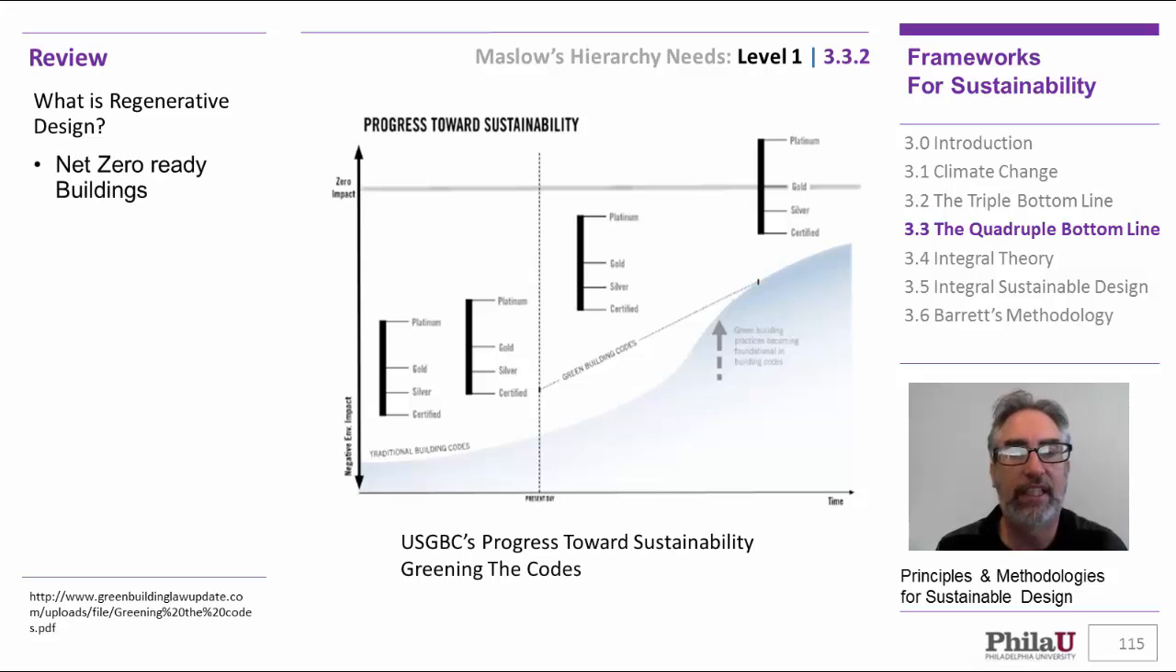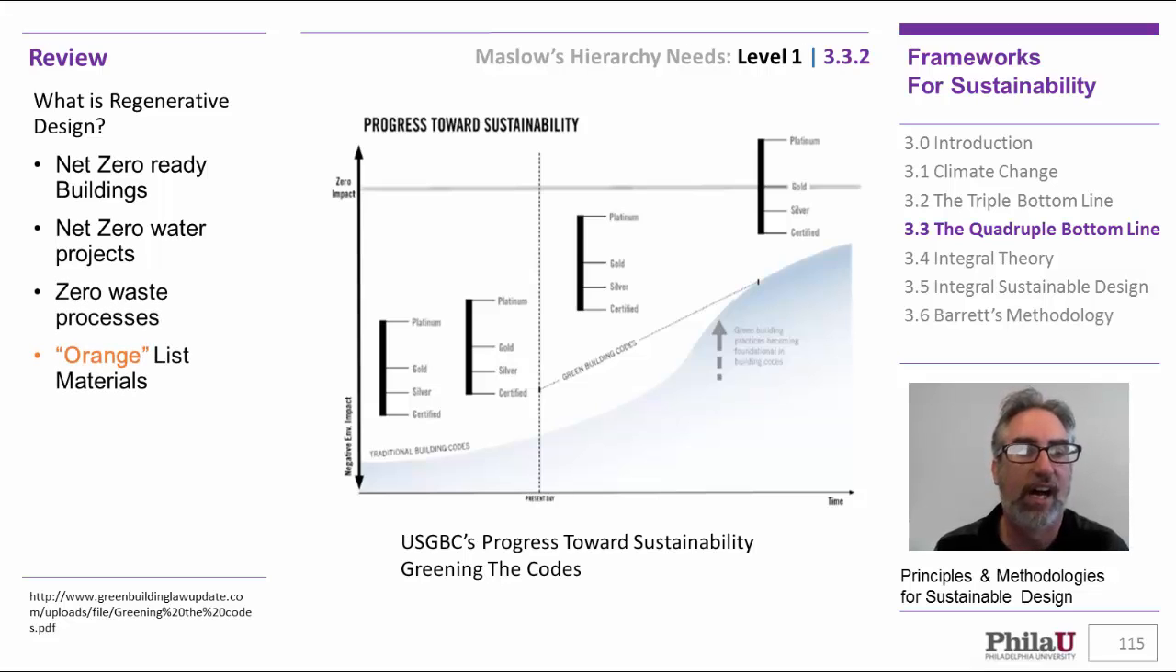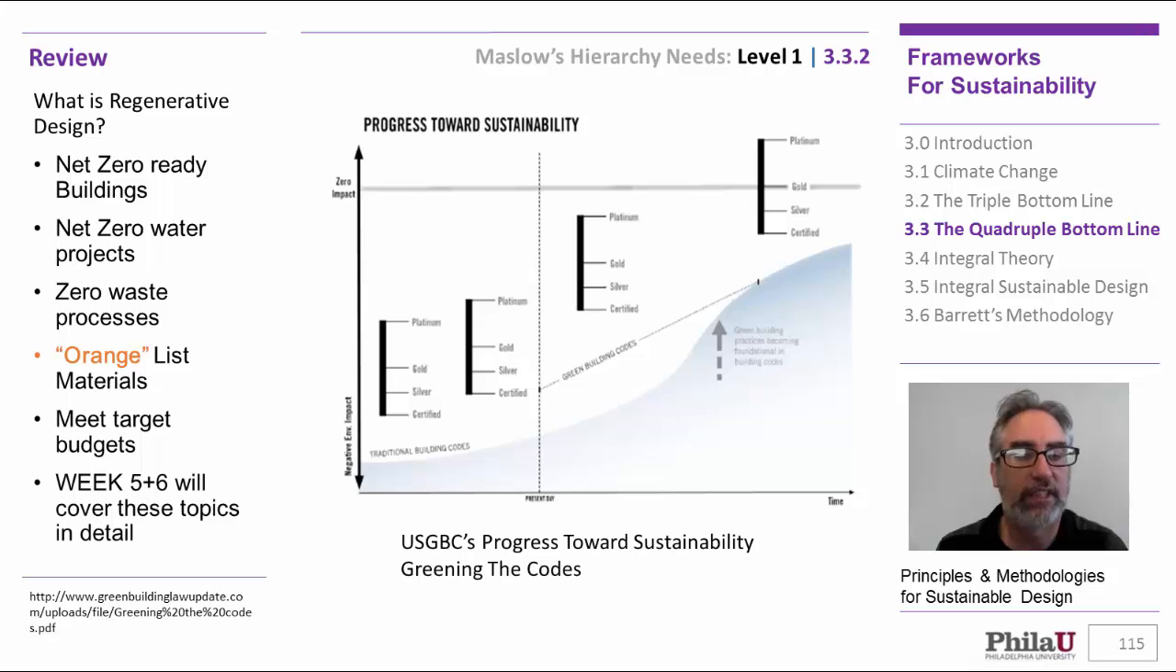Well, it means things like net zero energy buildings, net zero water projects, net zero waste projects, an orange list of materials or a red list of materials to get toxins out of the atmosphere, meeting target budgets, and of course we'll be covering all this in weeks 5 and 6.